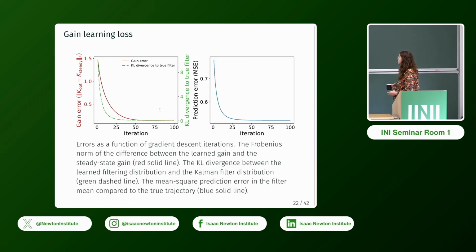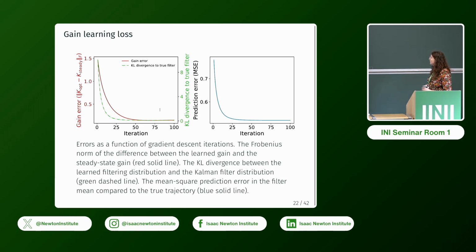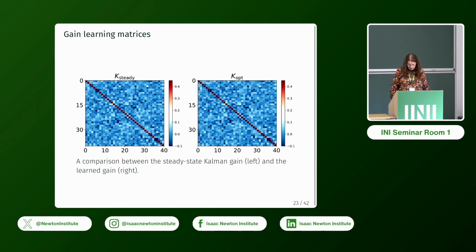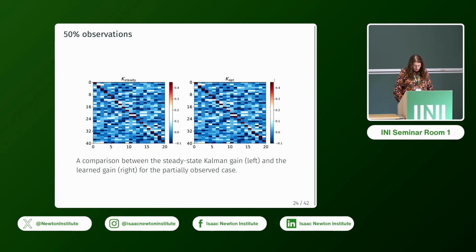And here is the error as a function of gradient descent iterations. On the left is the Frobenius norm in the gain matrix between our learned one and the steady state one, and also the prediction error over gradient descent iterations. And if we look at, this is the exact solution, this is the optimized one, and we can see actually, visually they're indistinguishable. So we have learned this gain. We can also do 50% observations. So now we only observe every other state. Again, we can recover the steady state gain.